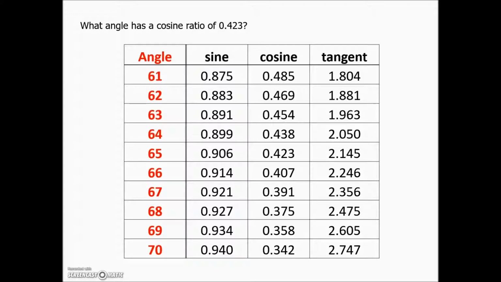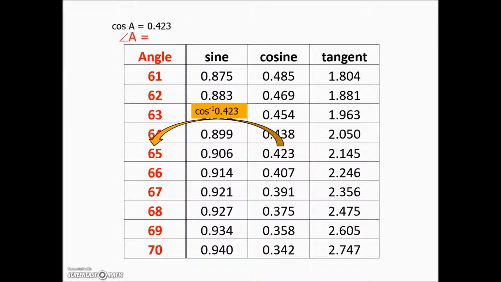Ratios are tied to angles and don't change regardless of the size of the triangle. So we're looking at cosine, and we read down through our list if we were having to rely on a table, and then find the corresponding angle that always will have that ratio. So using our table, we would answer 65 degrees.